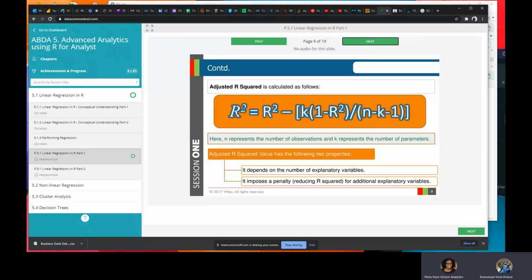Okay, so what's the purpose of this formula? Let's start from there. This one too, we are going to see how it relates as we move on. I'm just trying to give an overview. If you see it later, it will help in understanding it. Yes, exactly. So adjusted R squared depends on the number of explanatory variables. It imposes a penalty, reducing R squared for each additional explanatory variable. We're going to see this also.